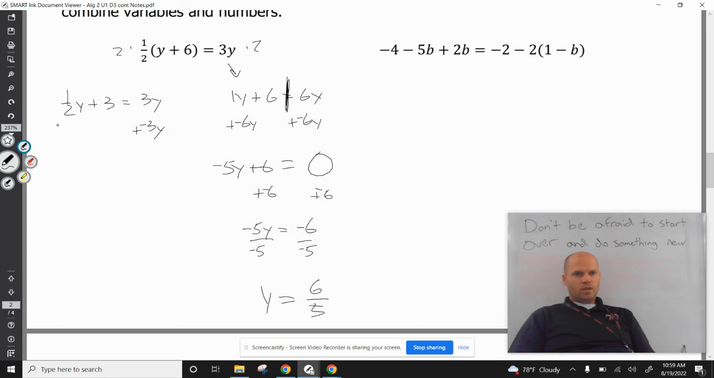If you like to put your variables always on one side, be careful. There's no numbers left on this side, you got to put a 0. You have to put a 0. 3 over 1 becomes 6 over 2. Negative 6 over 2 plus 1 over 2 is negative 5 over 2. And now you have to isolate the y.